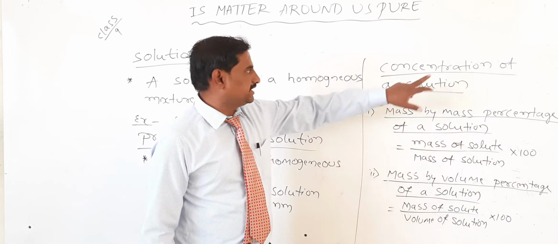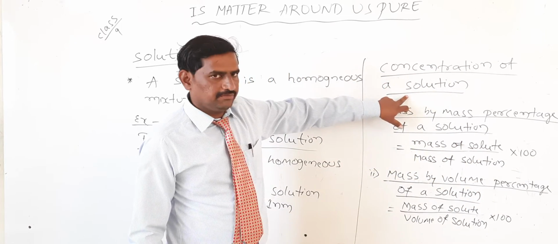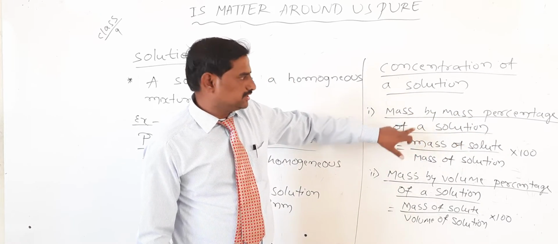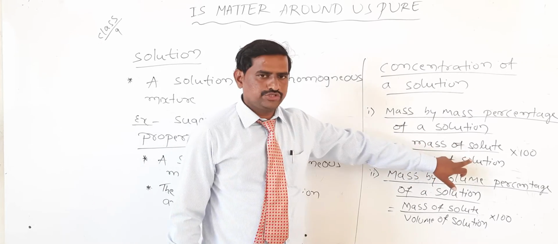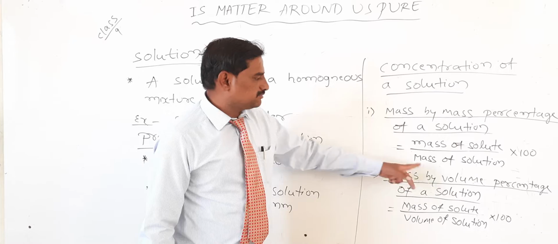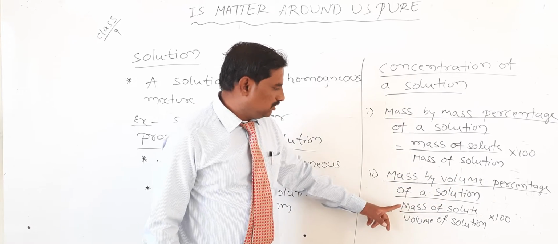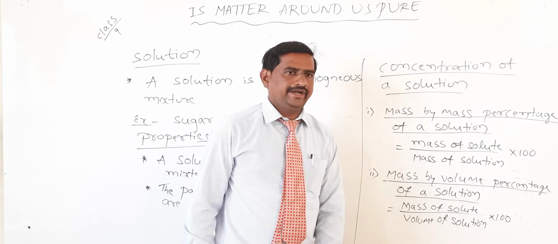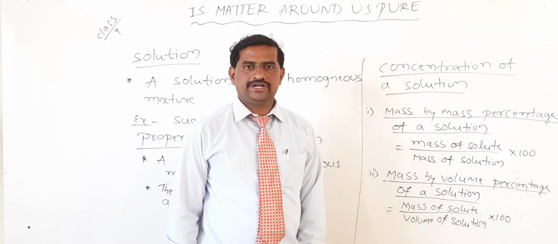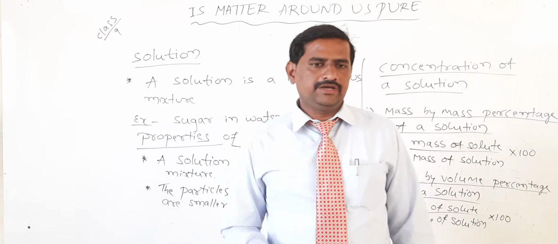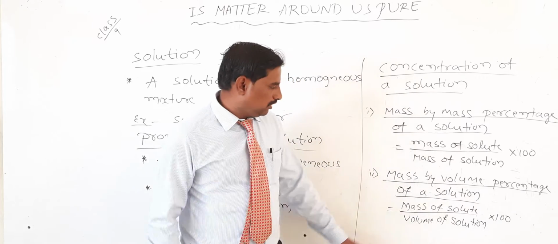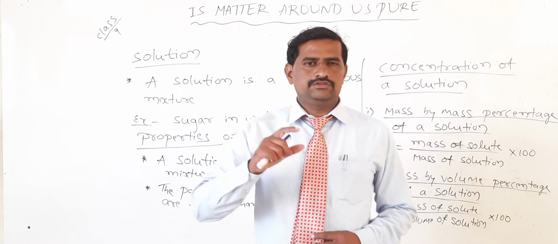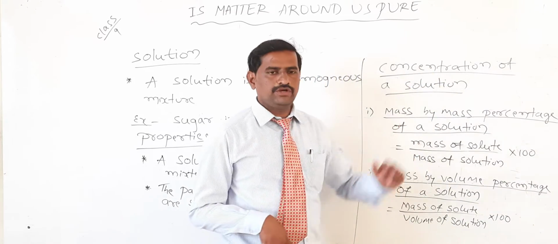Okay, let's revise once again. The concentration of a solution is given by, first, mass by mass percentage of the solution. To calculate that, the formula is mass of solute divided by mass of solution into 100. The second one, mass by volume percentage of a solution, is equal to mass of solute divided by volume of solution into 100. And the third one is volume by volume percentage, which is volume of solute divided by volume of solution into 100. These are the three formulas to calculate the concentration of a solution.